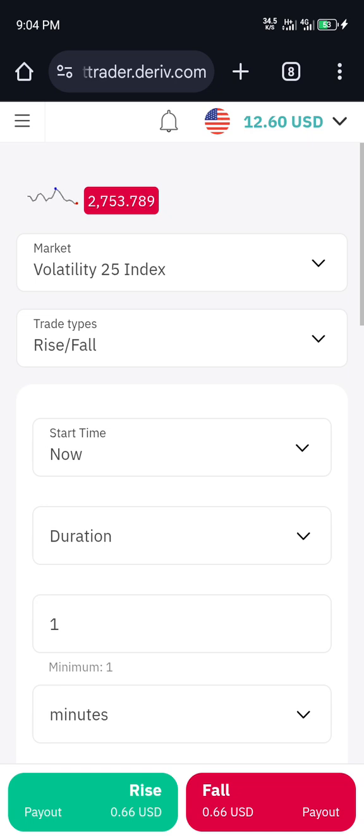If you see $12.60, that's over $7.60 more than the $5, over 150% increase, 150% profit on top of the $5. We are continuing from here.